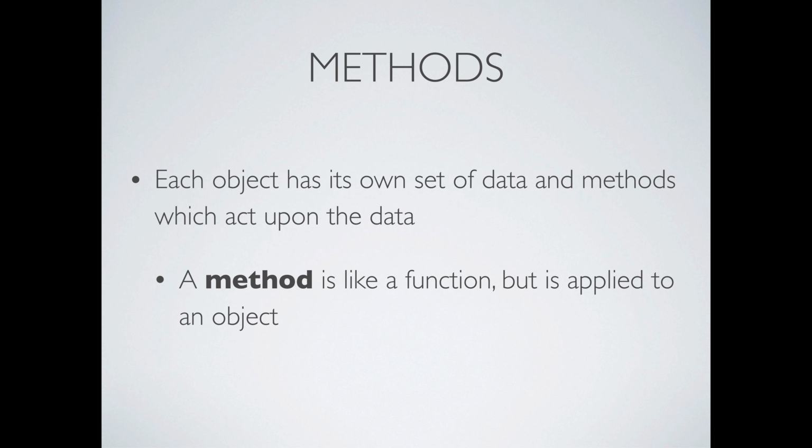Alright, so let's define what a method is. So again, each object has its own set of data and has methods that can act upon the data. A method is a lot like functions. Now, something that I do want to be careful about saying, methods and functions are two different things, but they act very similarly. Basically, the difference is that methods you apply to objects. Functions are applied to things that are not objects. But the idea is sort of the same. They are actions. They are things that you can do in your code.